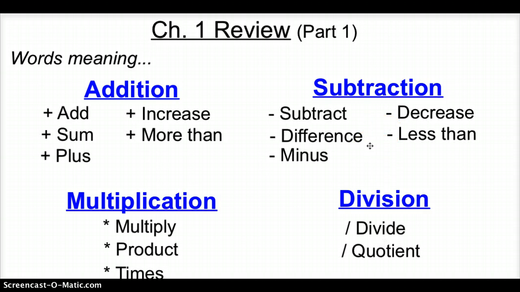So with addition you have add, sum, plus, increase, more than. Subtraction. Subtract, decrease, difference, less than, minus. Multiplication. Multiply, product, times, division, divide, quotient. I want to point out that the sum is to addition as difference is to subtraction, or that product is to multiplication as quotient is to division. Quotient, product, difference, and sum are all math type terms, all terms that mathematicians use.